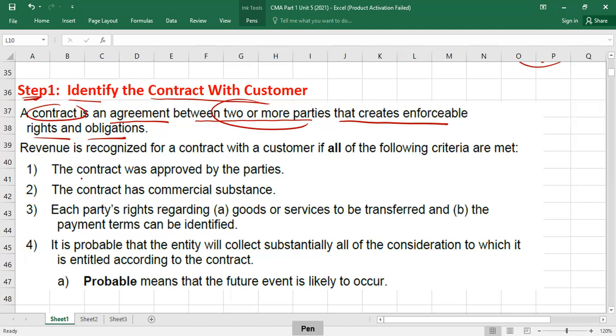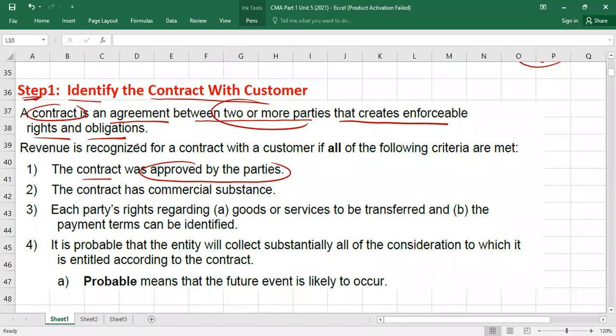A contract was approved by the parties. Both parties must have mutual consent to agree on the contract. If I put a gun to your head and say, okay, sign this paper, is it a contract? No, because both parties have not agreed. Maybe one party is forcing the other party to agree. For the contract to be agreed, both parties must have a mutual consent.